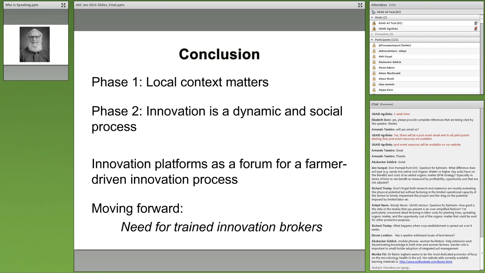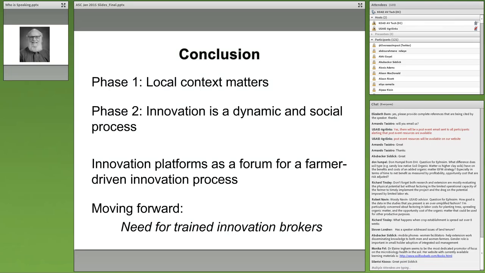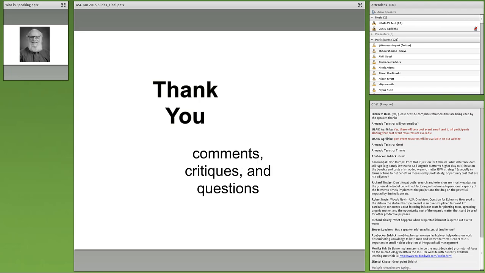Support for building innovation platforms for integrated soil fertility management becomes self-evident. A challenge to implementing this is the lack of trained innovation brokers. Thank you.